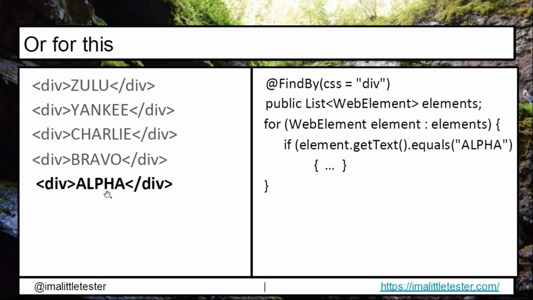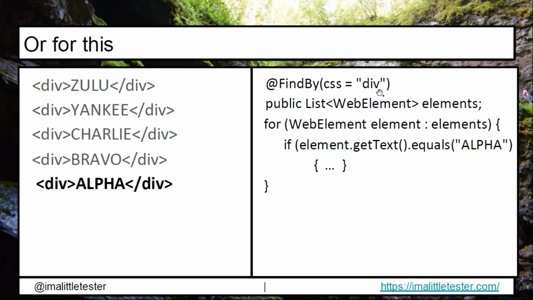We don't know where alpha is every time, so we will just say, find me the CSS selector div, and then for that element whose text equals alpha, we will just do something. This is also valid if we have several. This is the example where we don't really have any way of identifying that element. There is nothing on that element. We don't have any attributes. There is absolutely nothing else. In this case, we will just say, give me all the divs on the page and just look for the one whose text equals alpha.